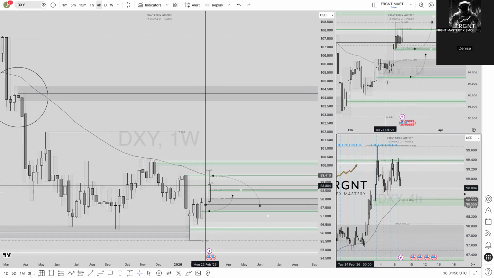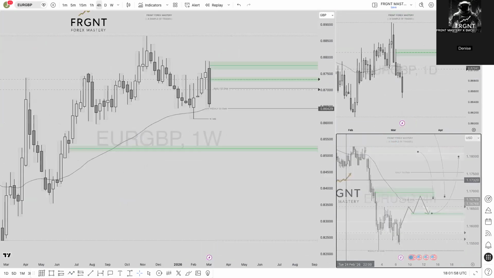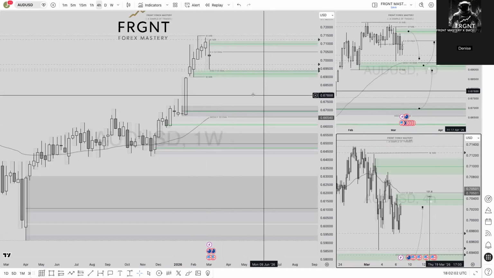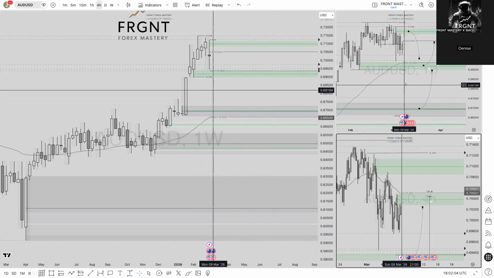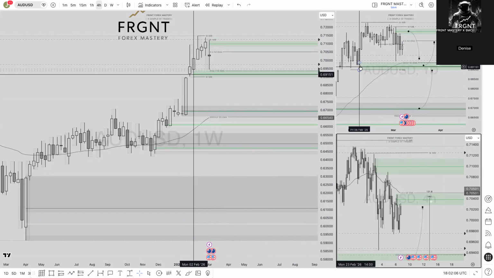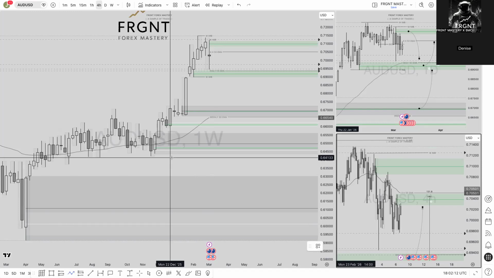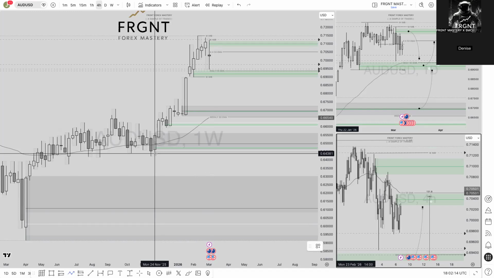That indecision on the DXY transpires across all other cross pairs, and we can see we have exactly the same here on the weekly time frame, even more so on the daily. A little bit of hold up towards the upside of what we could see would be an uptrend on AU. So what goes up, as they say, will always look to come down.